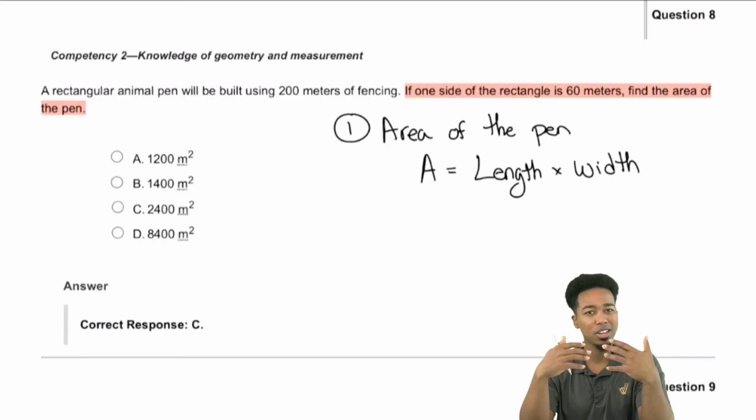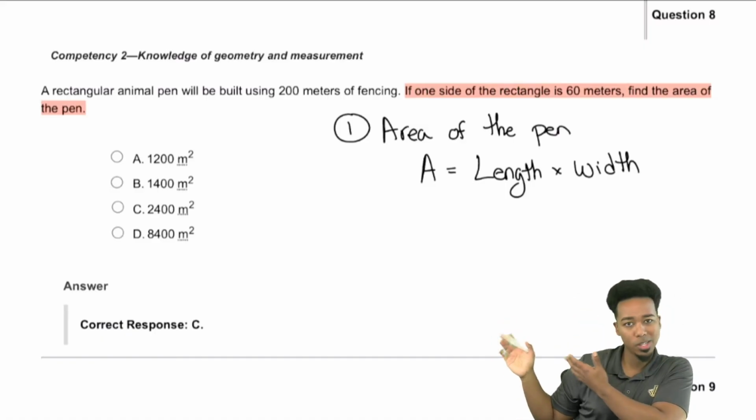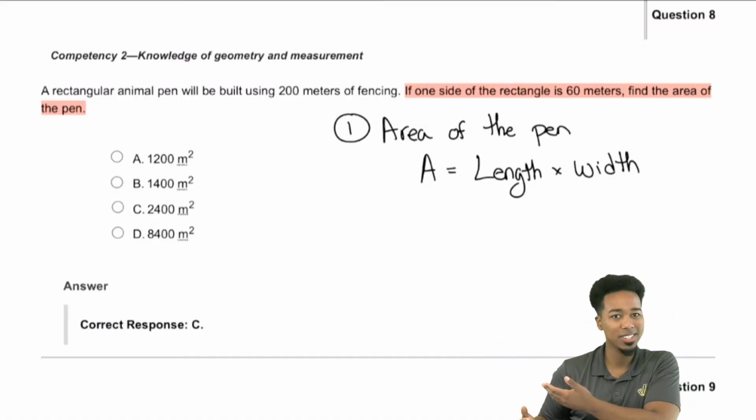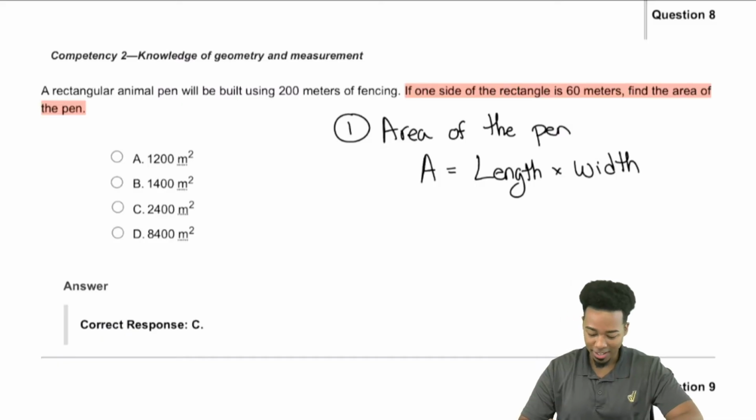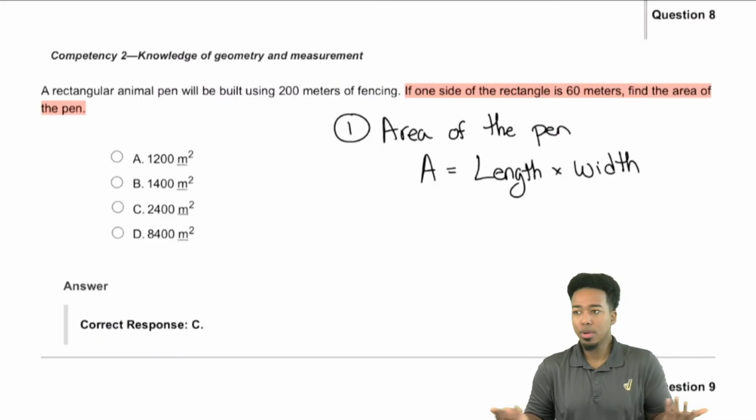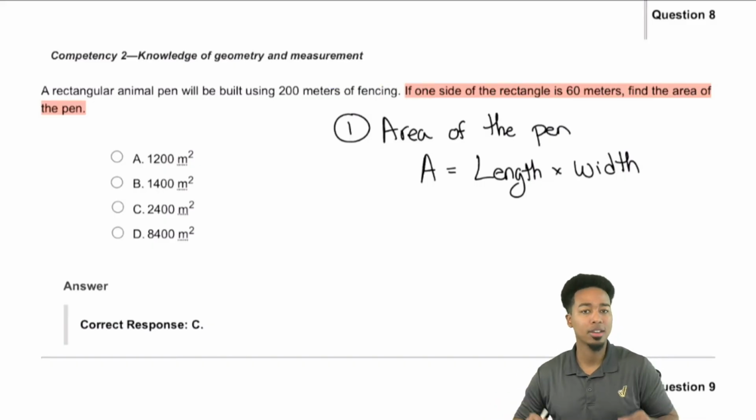Notice how much of a better sense of confidence we have when we know what we're supposed to be looking for before we read the information. You know, if you start reading and you say, hey, a rectangular animal pen will be built using this much fencing. Like, who cares? Why do I care about that? Oh, we're trying to find the area. Okay, that's why I care. Boom, makes things so much easier.